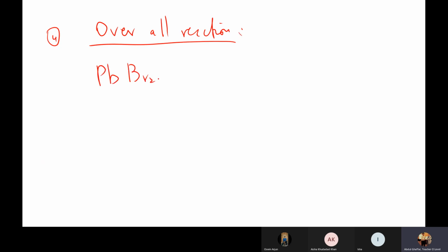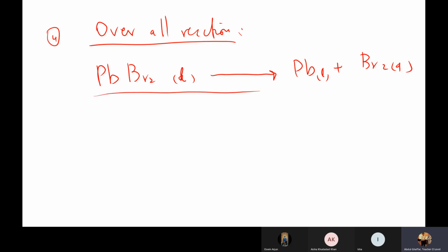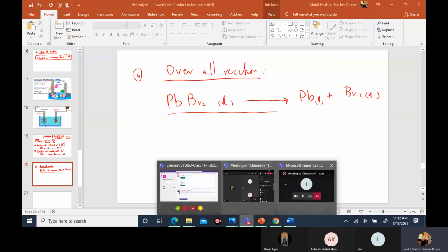The fourth and final step is that you will write the overall reaction. And what will be the overall reaction? Look here. PbBr2 is in liquid form. It will be decomposed into Pb, in liquid state, plus Br2 in gaseous state. So you will balance the equation by placing... oh, I think it is balanced, right? So this was all about the electrolysis of molten lead bromide. Any question if you have, you can ask.